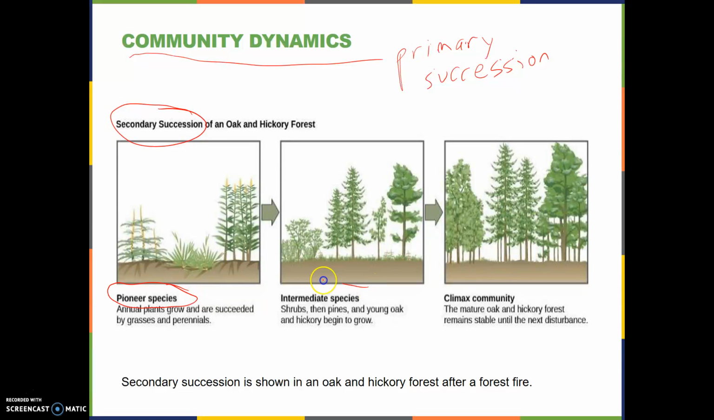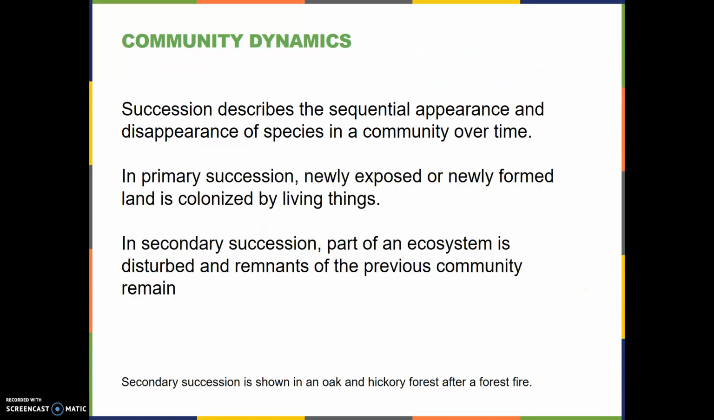And then the next phase would be intermediate species, which will be a little taller: shrubs, pines, and then the deciduous trees like oak trees and hickory trees. And then in your climax community, you're going to have mature oak and hickory forest with some pine trees scattered in there.